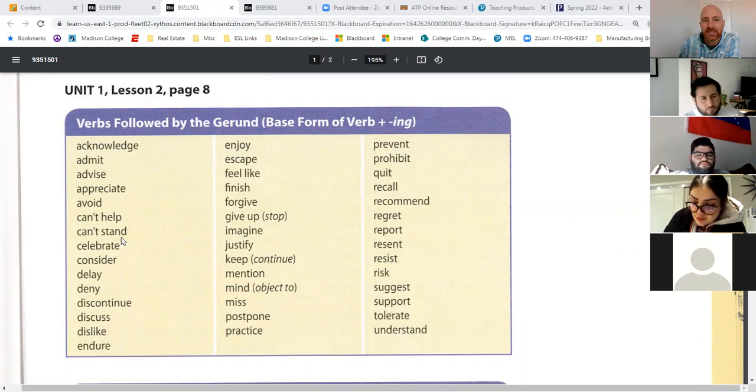If you can't stand something, that means you don't like it. She can't stand seeing people on their cell phones at restaurants. She doesn't like seeing people on their cell phones. So seeing people on their cell phones is a gerund phrase.